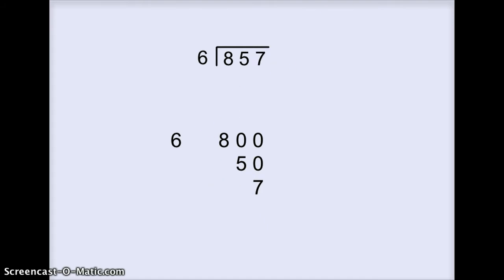So what I'm basically doing is I'm asking myself how many times, remember I'm going to start with the 8 and go 6 into 8, just like I did on the last problem, and then I'm going to go how many times does 6 go into the next column. So I'm basically asking myself how many times 6 goes into 800. So let's do that.